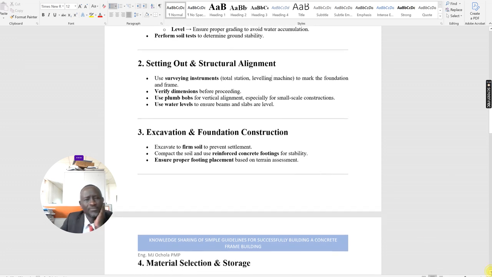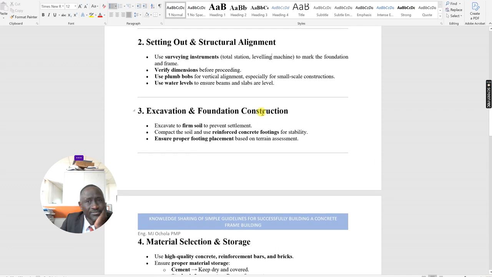Setting out and structural alignment. Now, for most of these frames, there are two alignments that are key and require monitoring throughout until you hand over the site. That is the vertical alignment and also the horizontal alignment. The beams and the floor slabs should really be truly level, because it has to simulate the model and also the design.